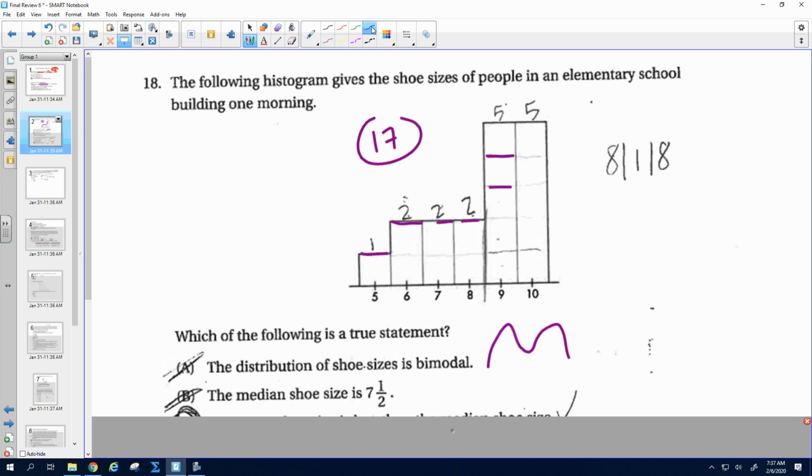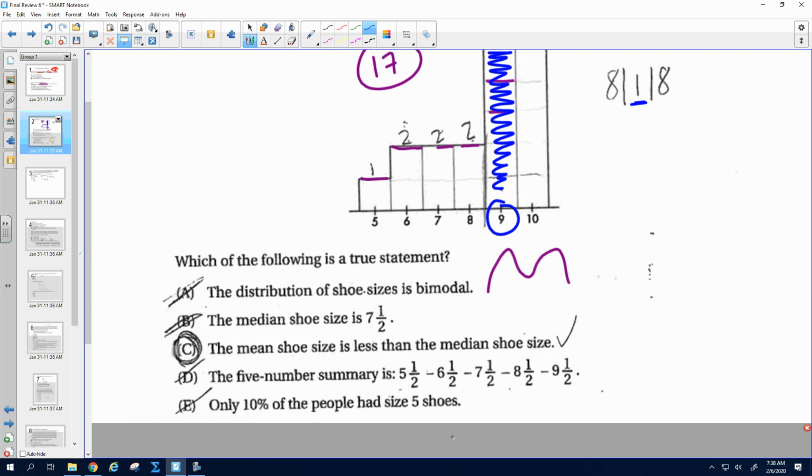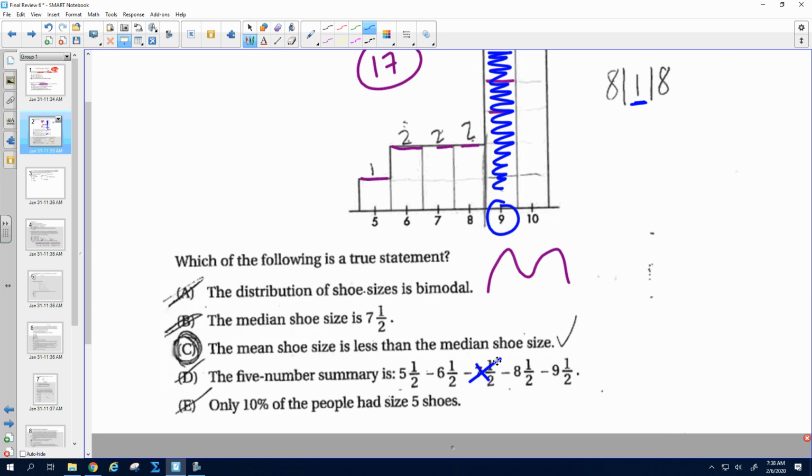That means that if I did the median, it'd be in the 9th spot, and there'd be 8 numbers on either side to add to 17. And so if you count over 1, 2, 3, 4, 5, 6, 7, 8, and 9th spot would be right here, which means our median is 9. And so it is not 7.5. All right, so that also takes out this one for the 5-number summary. It has the median also as 7.5.